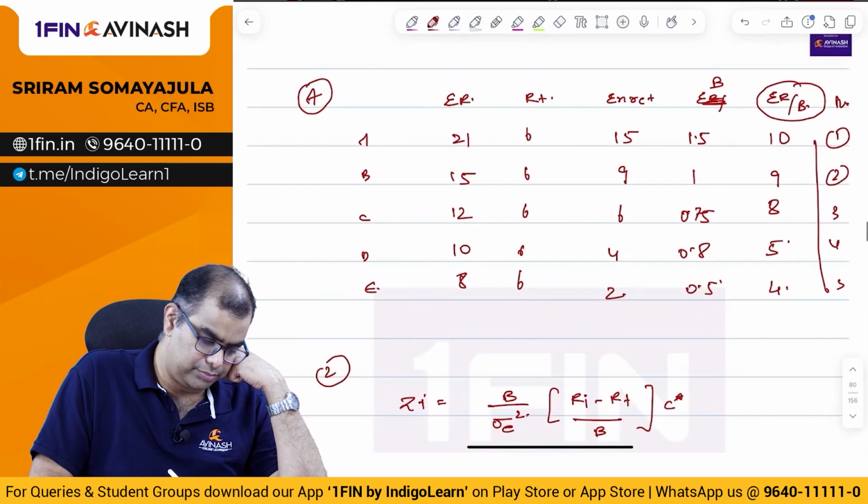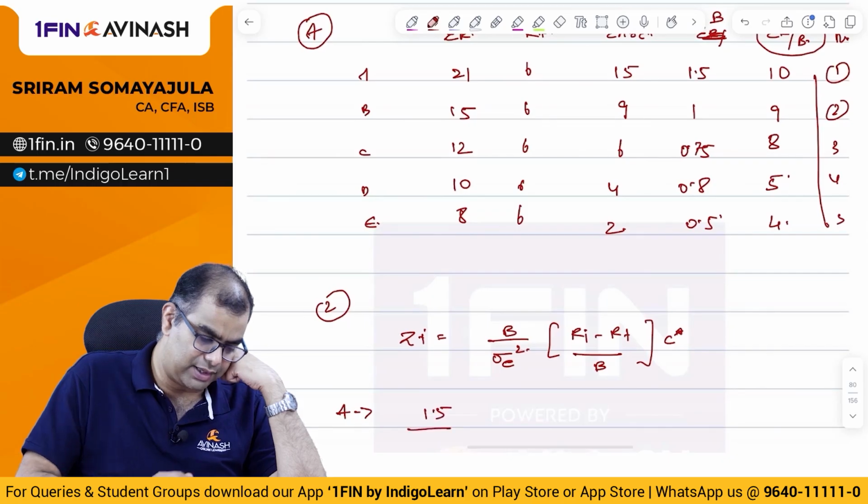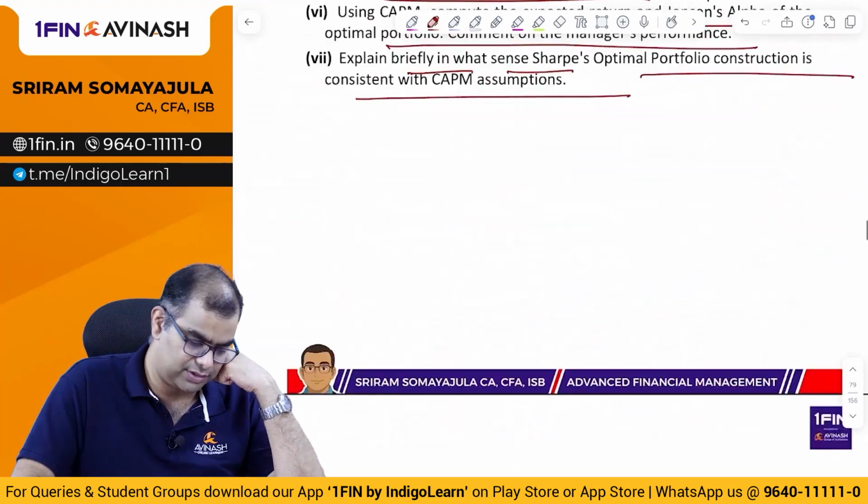So, beta for A is 1.5 by market unsystematic variance. What is unsystematic variance?